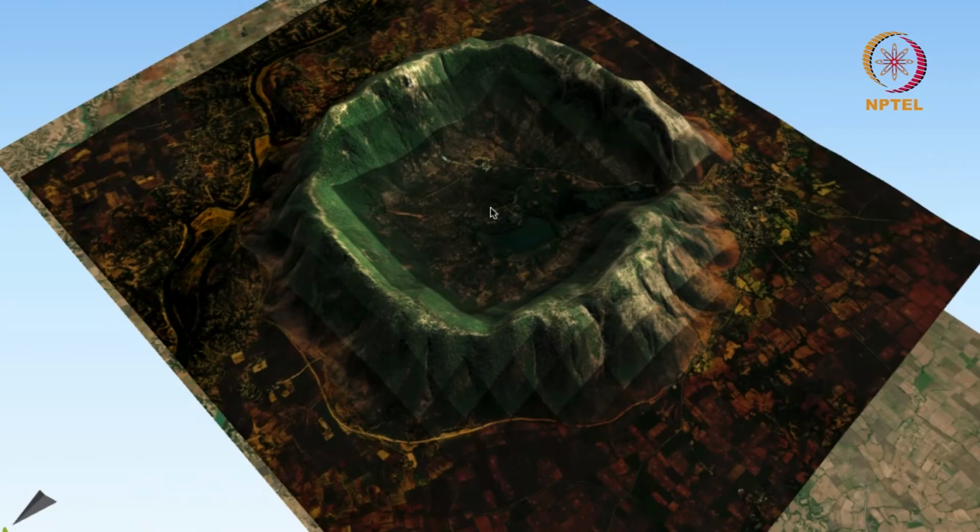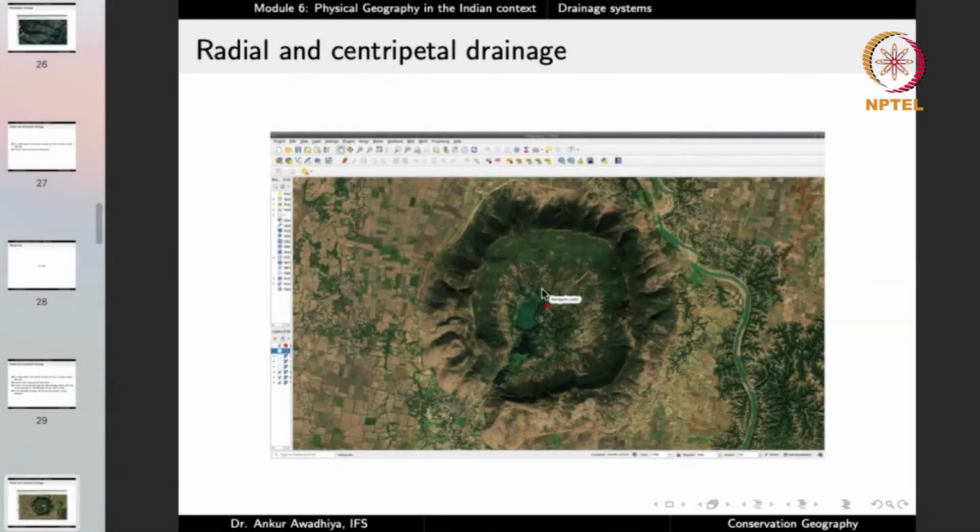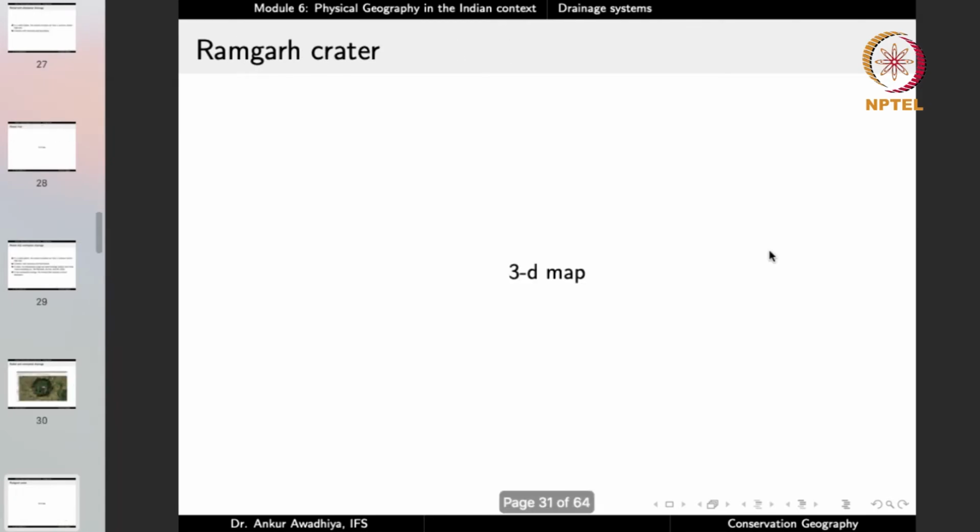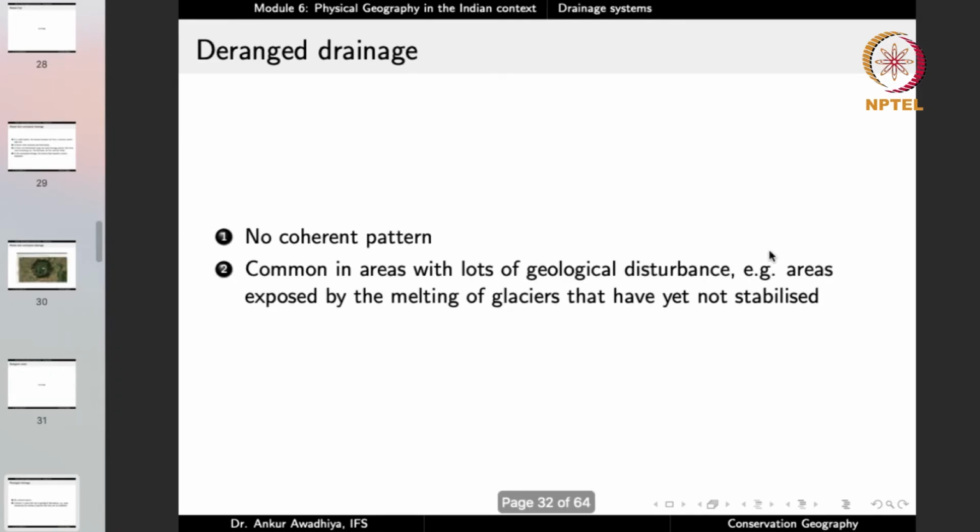So you have a common lowland, and all the streams will be moving towards the center. So this is the common lowland, and all these streams are moving towards the center. So this is a centripetal drainage. So we can have radial drainage and we can have centripetal drainage. Another drainage pattern is deranged drainage. A deranged drainage is like a mad drainage.